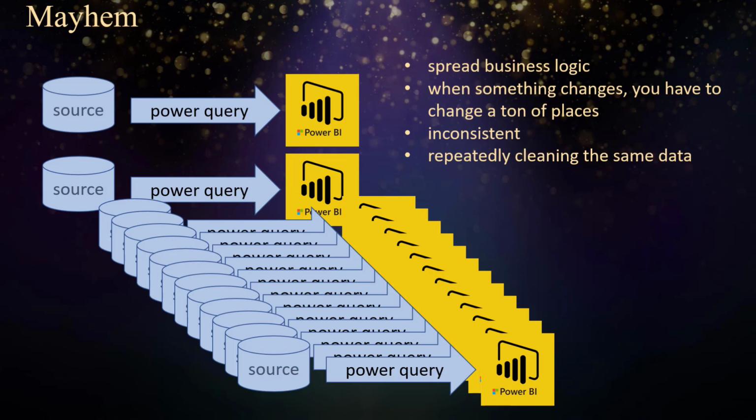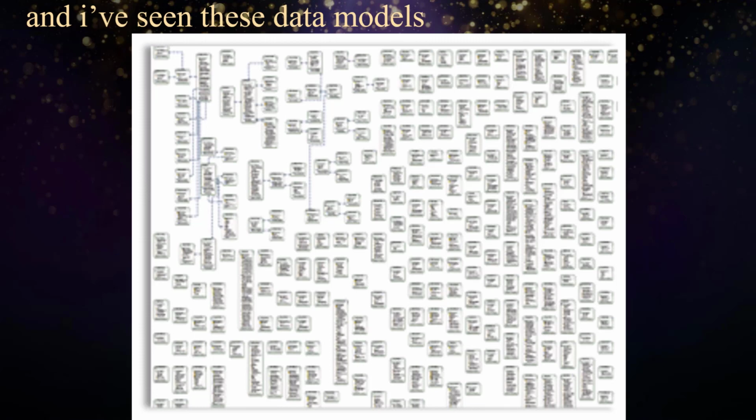And then you loaded the source system. The source system was suffering in performance because you're repeatedly getting the same data and cleaning it over and over again. And the data models, when people do this, tend to look very bad. They tend to have tons of tables in them and lots of logic and lots of DAX, and they're very slow to refresh and very difficult to maintain.